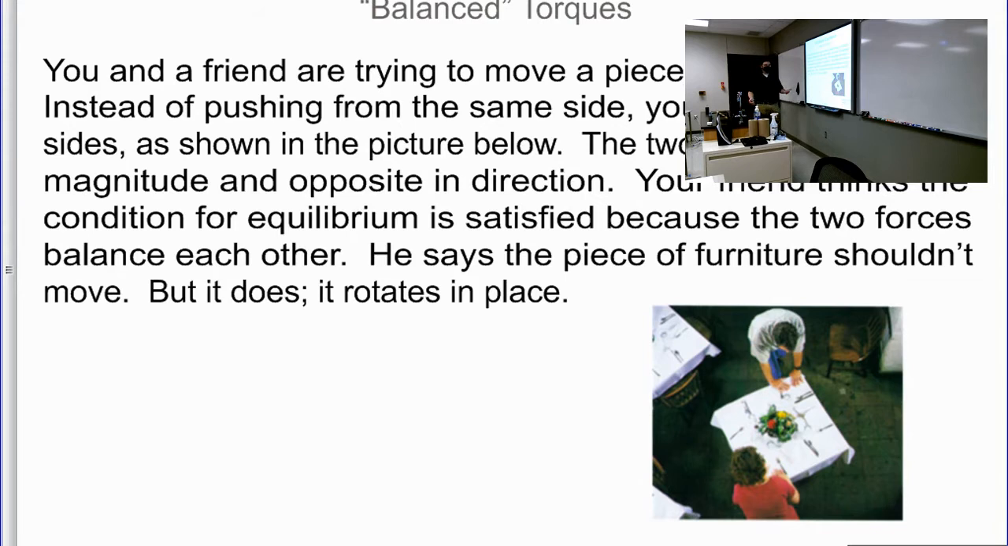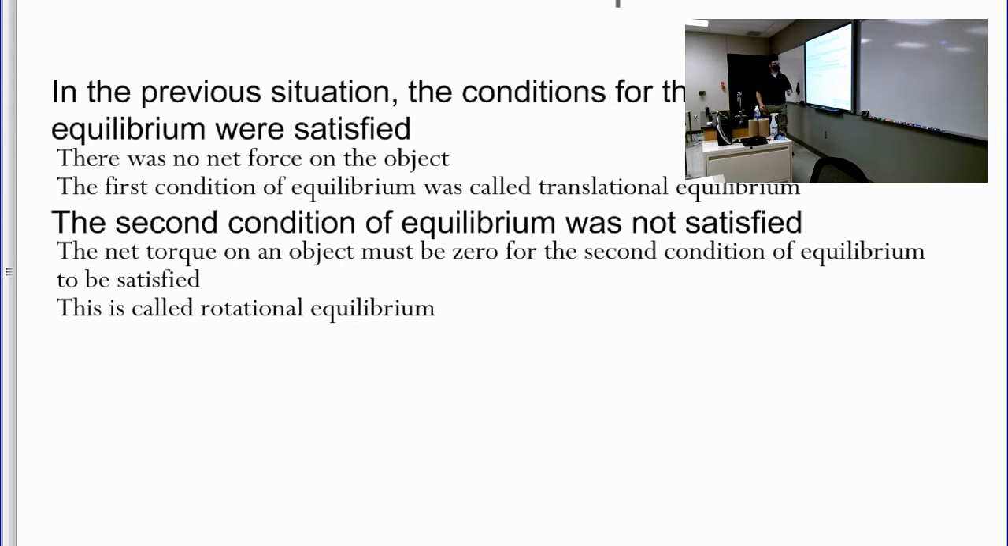Now, your friend says the table is not going to move if you're pushing in equal and opposite directions because the conditions for equilibrium are met. But when you push it, instead of moving, it rotates. So this scenario brings up a situation where it doesn't move, because we have equal and opposite forces. It's in static equilibrium, but it does rotate, so it's not meeting what's called rotational equilibrium.